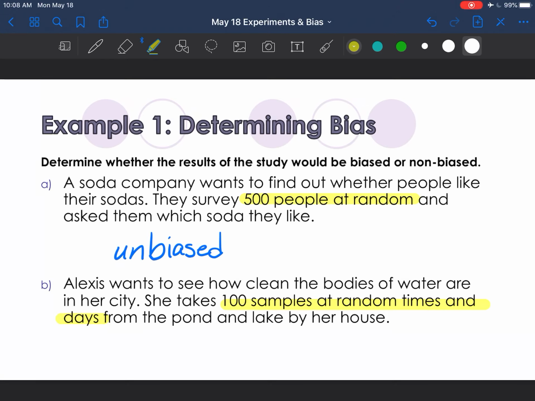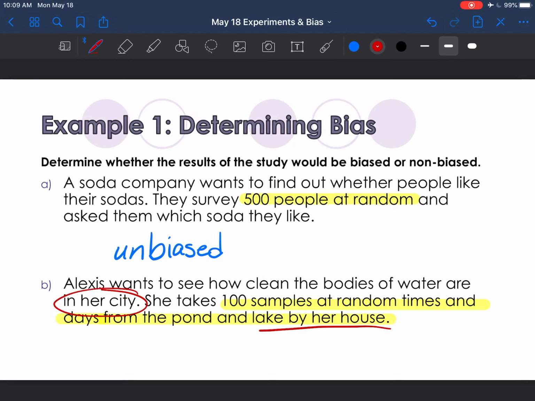Definitely would be good to have random. When you collect your samples can result in bias, but it was at random times, so that's good. But if you keep on reading, it says from the pond and lake by her house. And therein lies the issue: she's only looking at the bodies of water. She's only getting data from the pond and lake by her house. But who is she trying to find information about? She's trying to find information about the water in the entire city.